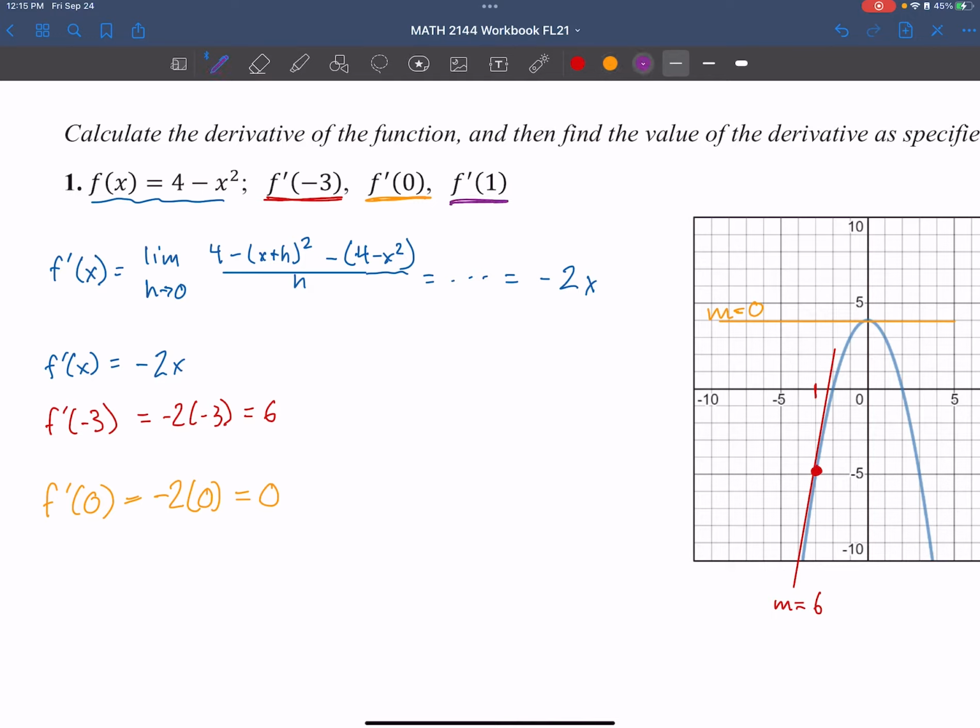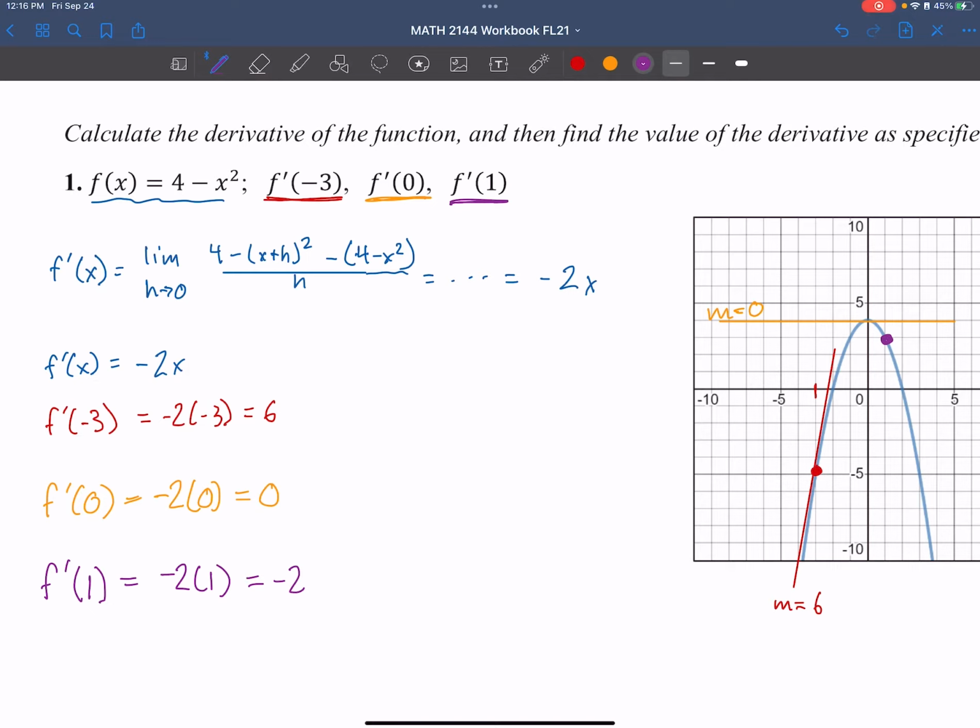In the last scenario, f prime of 1, we're going to expect it to be negative, because you can see right here where I put a point in purple. And, well, what is its value? Negative 2. So the derivative as a function, functions take input. That input is going to be the slope of the graph at wherever the input is. Any questions on this example?